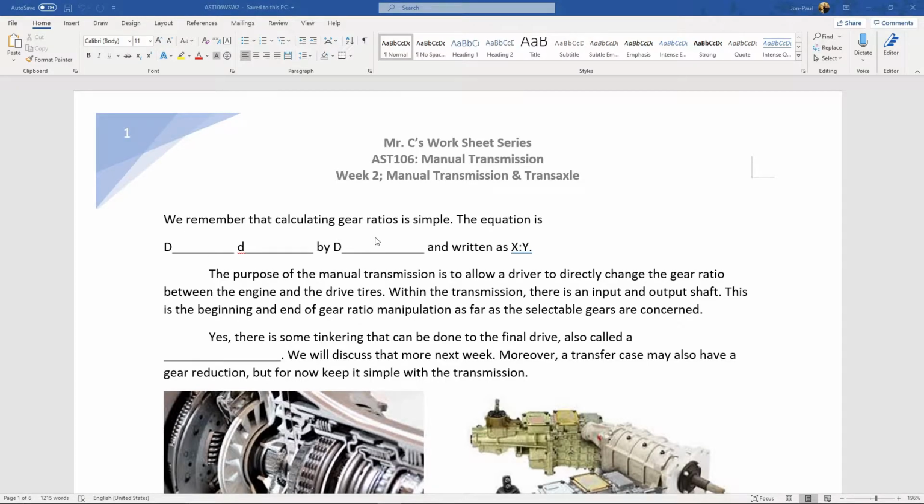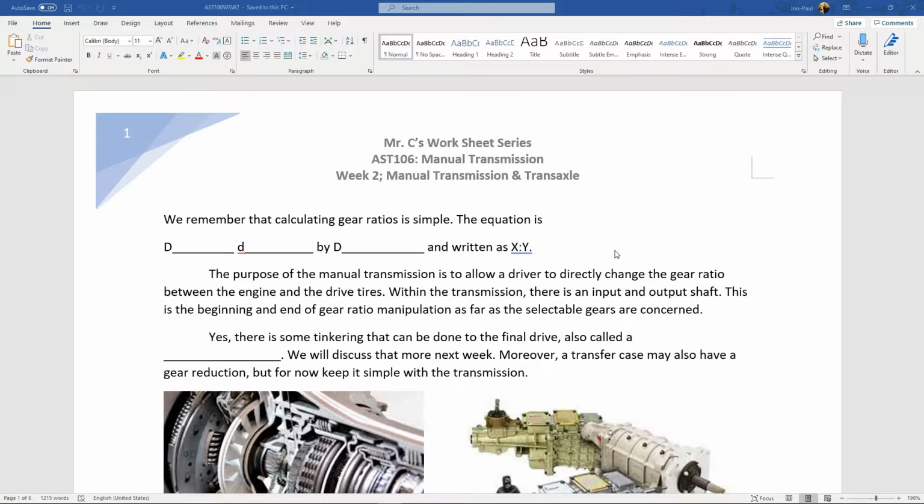So who can tell me the equation that we discussed last week for figuring out gear ratios? Driven divided by drive. Right here, please remember that for your test. So that's going to be really any gear ratio ever. Where are we going to have gear ratios in the vehicle? Well, that's really the whole purpose of the transmission, but we're going to have some more.